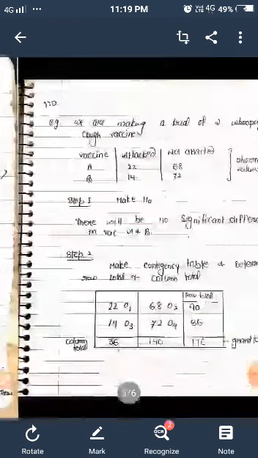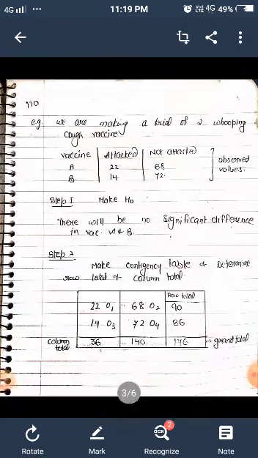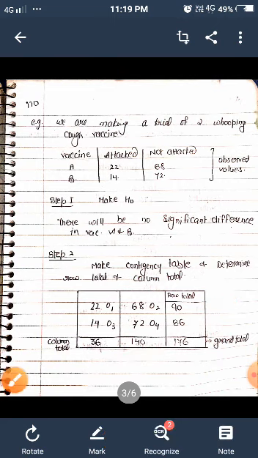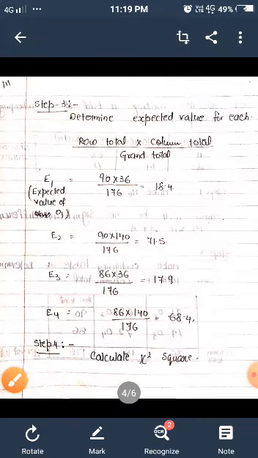Just look at the table again. Our second value is 68, and for the 68 our row total is 90, our column total is 140, our grand total is 176. So we are using all this. So for the second, it is 90 into 140 over 176. Then the result we are getting is 71.5.